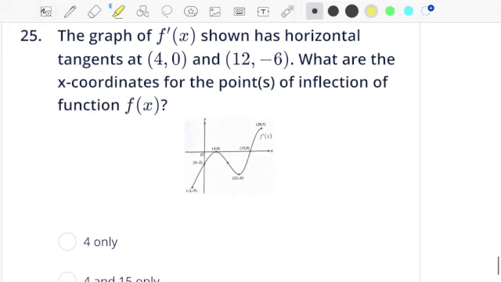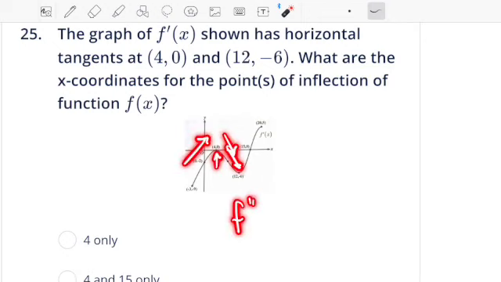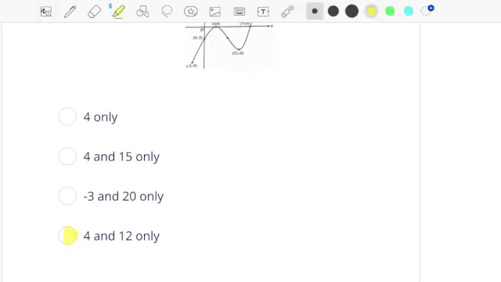Graph of f prime is shown as horizontal tangents at 4, 0, 12, negative 6. All right, what are the points of inflection of f of x? So this is f prime of x, so we want to know when that changes signs. So that's going to be at 4, that's going to be at 12, because f prime prime is going positive to negative, point of inflection. It's going negative to positive, point of inflection, 4 and 12.